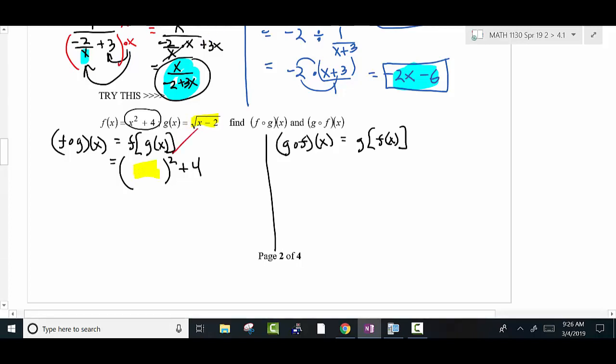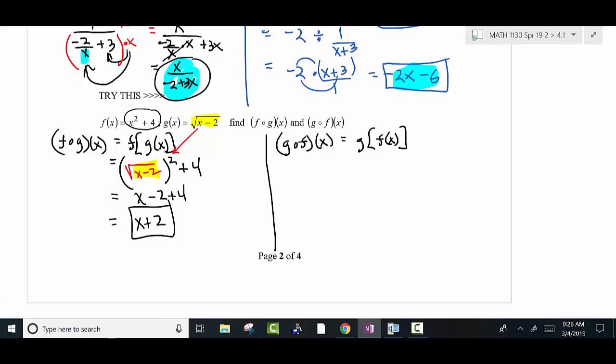So the setup of this would be to do it like that. What happens to the radical when you square it? It comes off. So that's going to give you x minus 2 plus 4, which gives x plus 2. So that's what that function composition is if you did that correctly. How about the next one?